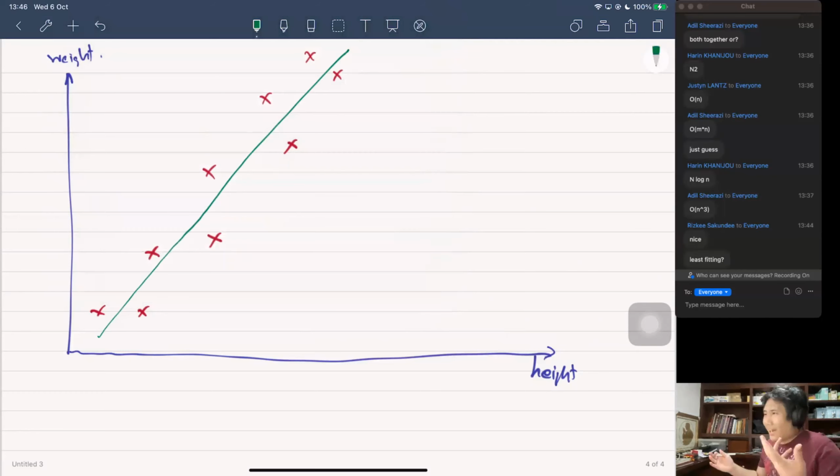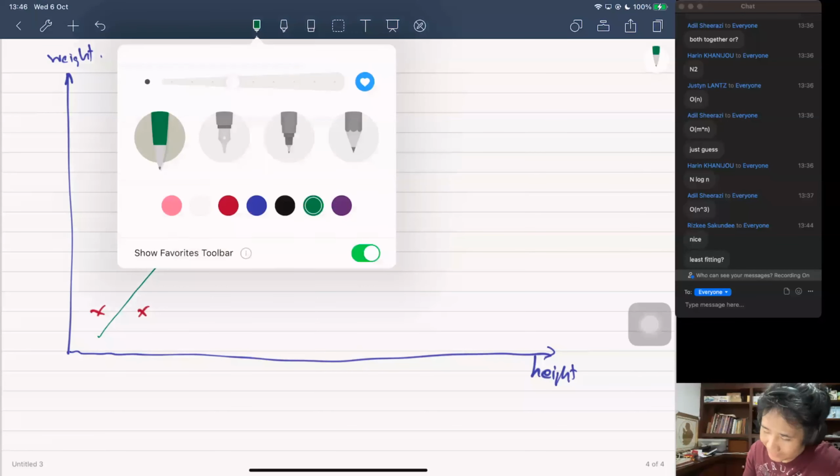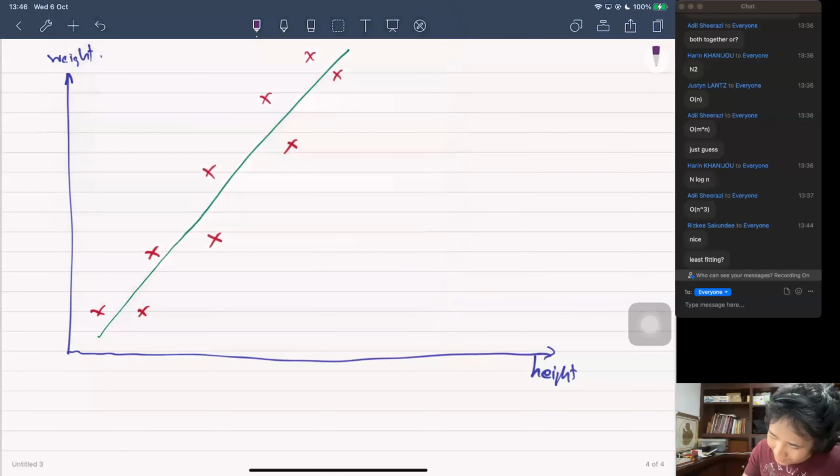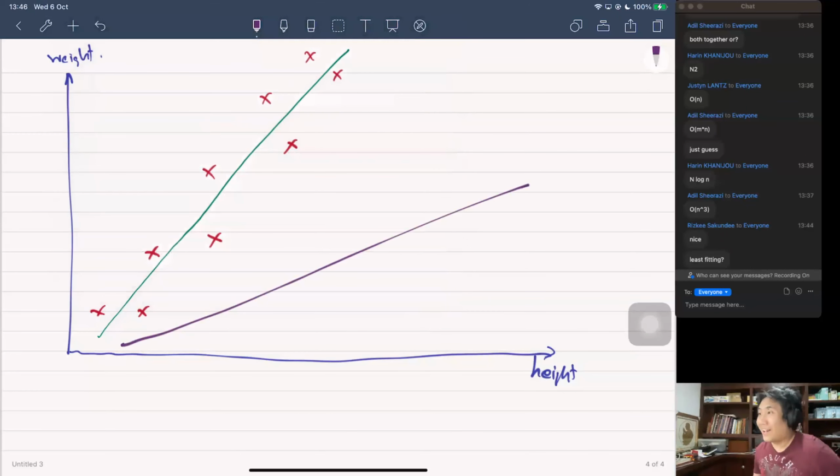To get that line, we need to know one thing. What's the difference between the good line and the bad line? So let me draw one bad line. This is a bad line. Clearly, it doesn't pass through anything.